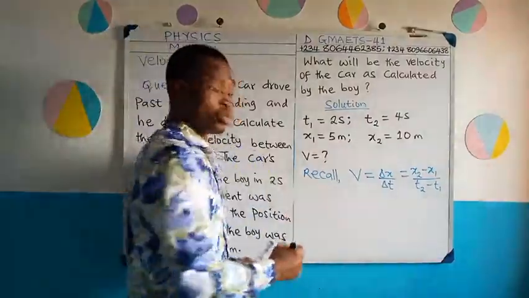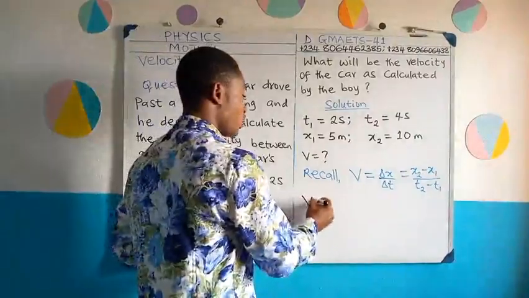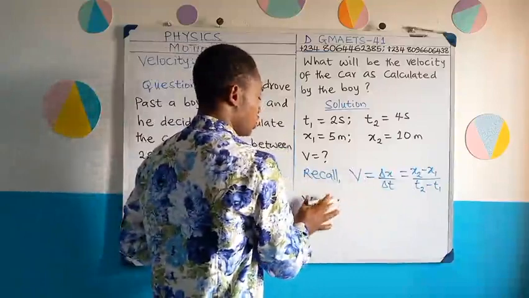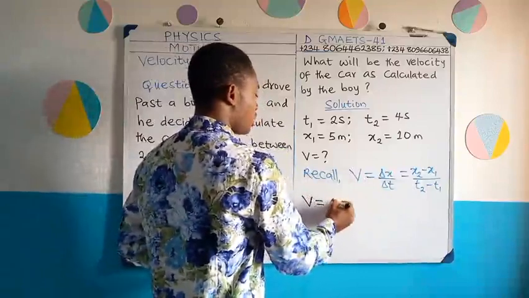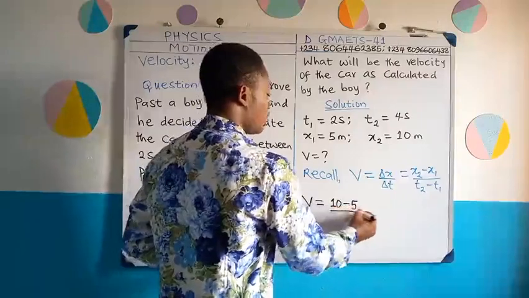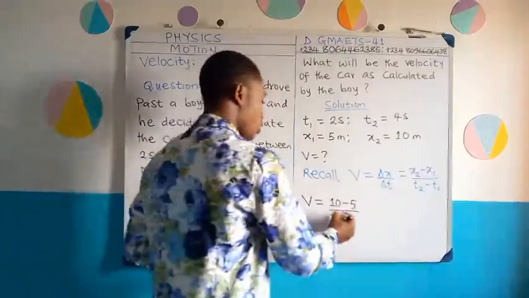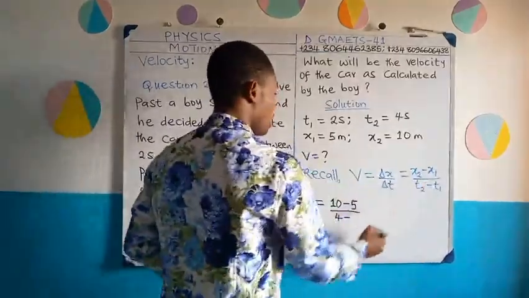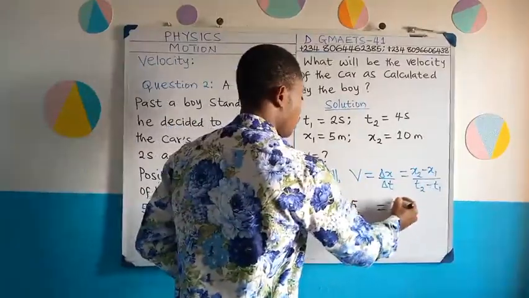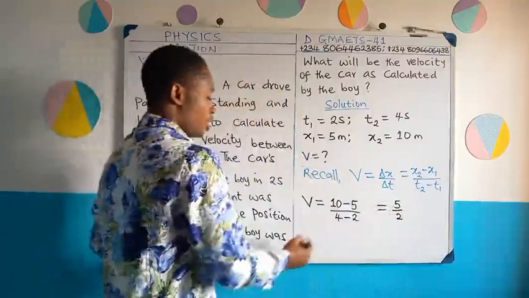So we are going to substitute now the values we know. So the velocity will now be equal to x2, which is final position, 10 meters, minus x1, which is initial position, 5 meters. We're going to divide this by t2, the final time, which is 4 seconds, minus t1, the initial time, which is 2 seconds. If we work on this, 10 minus 5 will give us 5 divided by 2.